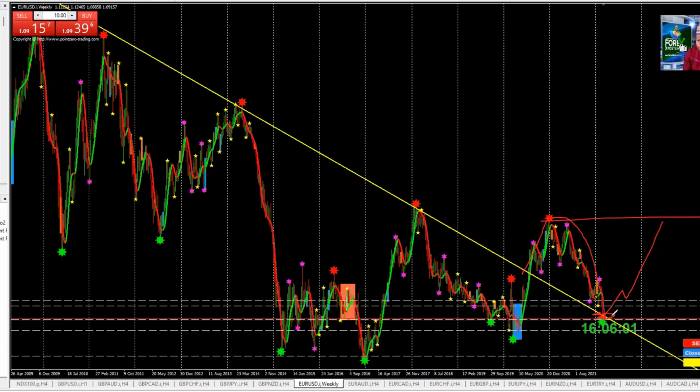Or if it breaks this particular trend line, then we are looking at Euro USD going down to 1.07676, and if care is not taken, actually going down here to 1.04071. So if you are a day trader or a scalper, you might be looking for opportunity to trade the pullback. But if you're a long-term trader, be very careful what you do with Euro USD.